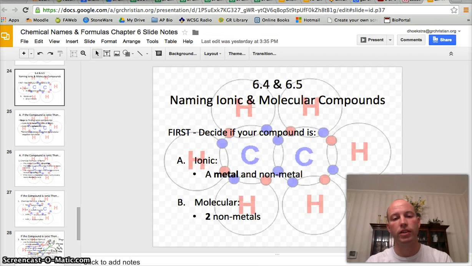So one of the first things that you're going to have to be able to do is identify if a molecule is molecular or ionic. And so we're going to start with this two-step plan. If it's a metal and a nonmetal, it's going to be ionic, and we follow the ionic rules. If it's two nonmetals together, two things on the right side of that periodic table, then we're going to call it a molecular compound and we'll follow those rules.